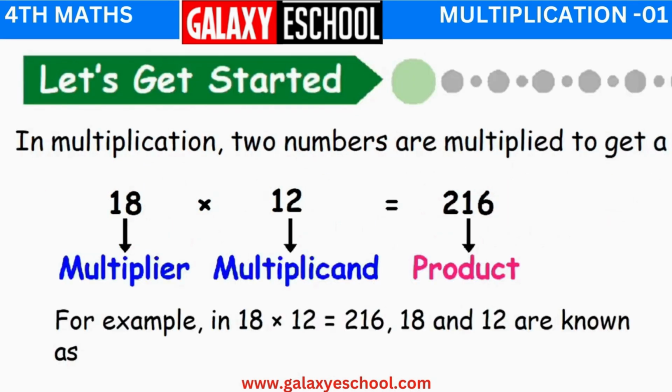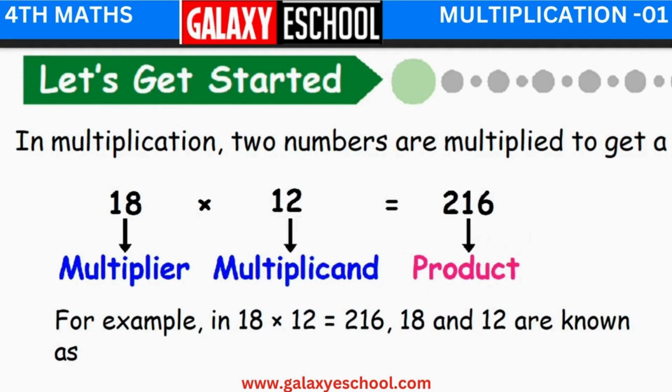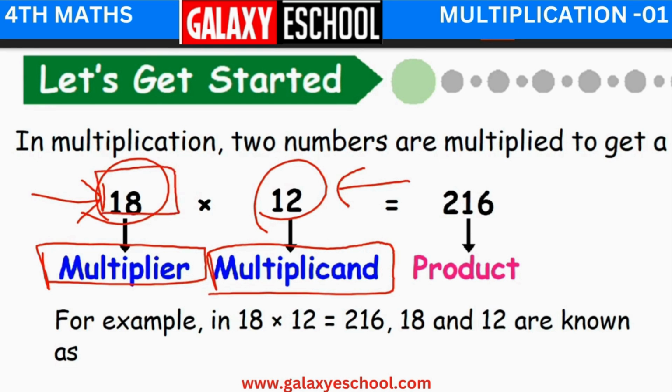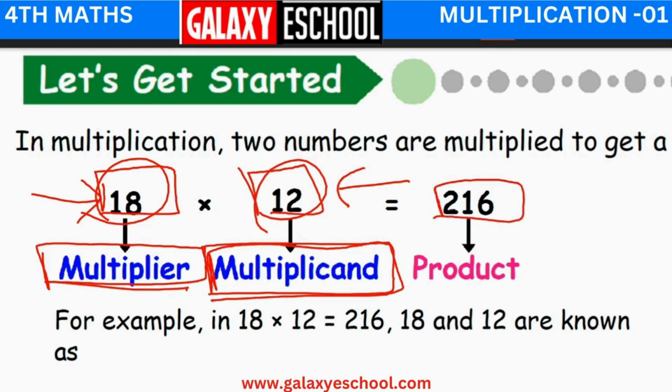Okay children, starting with the first one. In multiplication, two numbers are multiplied to get a product. We all know what multiplication is. Suppose I have two numbers here, 18 and 12. When I multiply 18 with 12, the first number 18 is called the multiplier, and the second number 12 is called the multiplicand. What is the first number called? The first number 18 is the multiplier, and the second number 12 is the multiplicand. The answer we get, 216, is called the product.